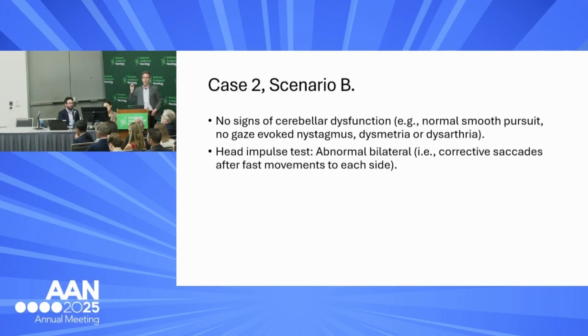Okay, so scenario B, basically the same presentation, a chronic dizziness and imbalance that dates back 3 years and is mildly progressive. Now let's imagine that the cerebellar specific components of the exam were normal. So there was normal smooth pursuit, no gaze-evoked nystagmus, no dysmetria or dysarthria. And now the head impulse test shows abnormal bilateral corrective saccades. So this is our other situation of a condition that can sometimes be missed because it can be subtle and hard to pick out, and this is a bilateral vestibulopathy.